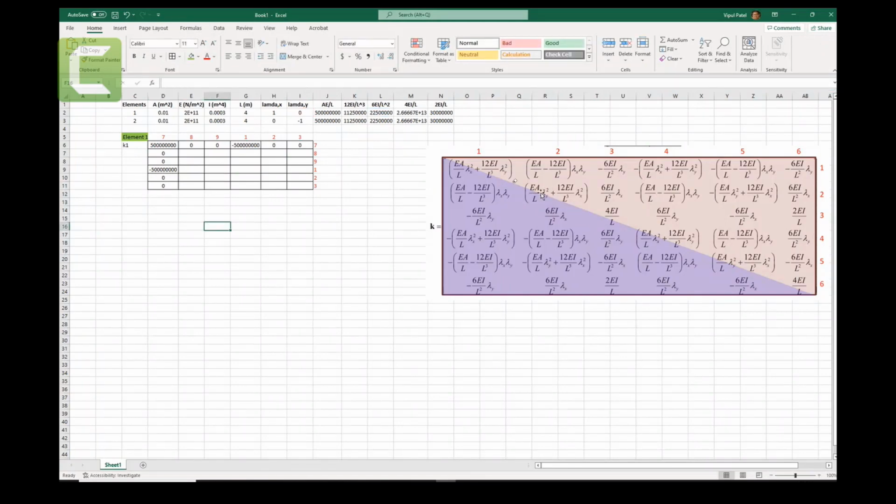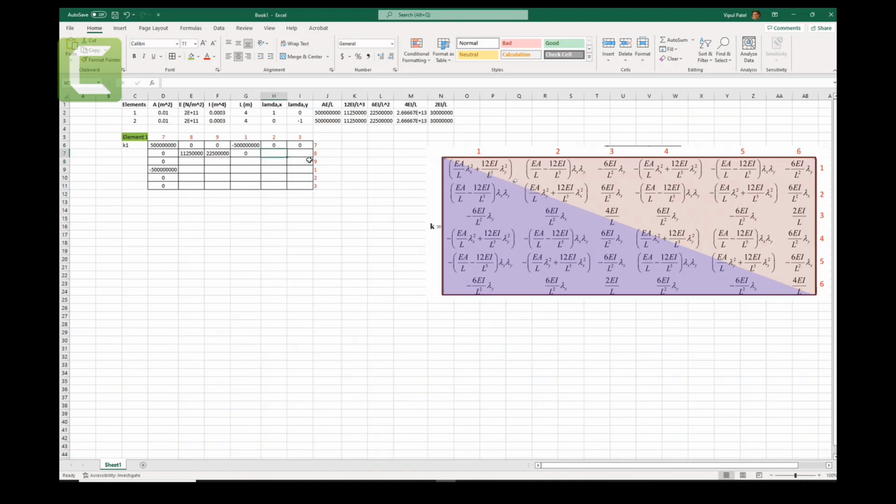So now we are here. AE on L lambda y square is equal to bracket AE on L lambda y square plus 12 EI on L cubed times lambda x square, then 6 EI on L square times lambda x, minus bracket AE on L minus 12 EI on L cubed times lambda x times lambda y.